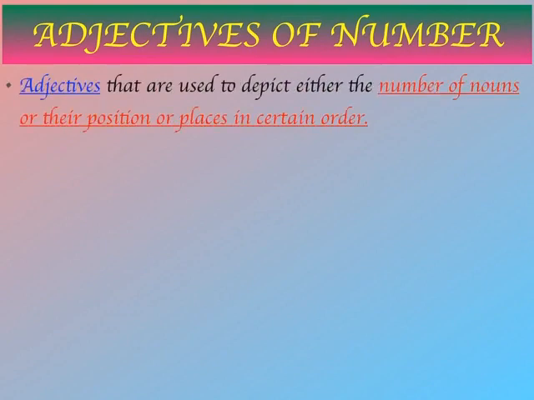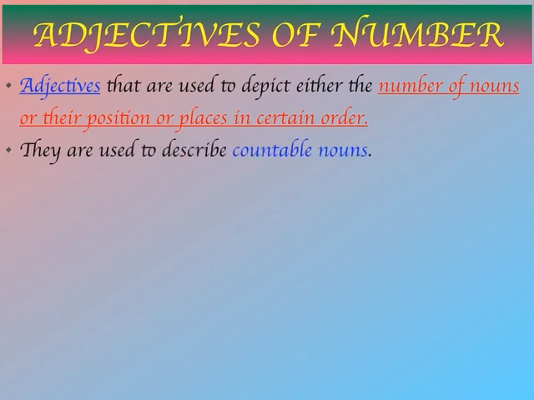Adjectives that are used to depict either the number of nouns or their position or places in certain order are said to be adjectives of number. So adjectives which show the number of the nouns or pronouns, or show the position, for example first, second, third, or how many of them, one, two, three, or few, some, many, those are said to be adjectives of number and they are used to describe countable nouns.